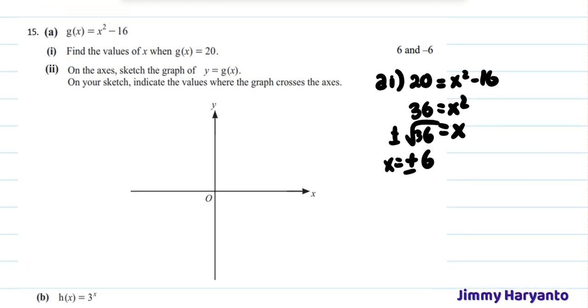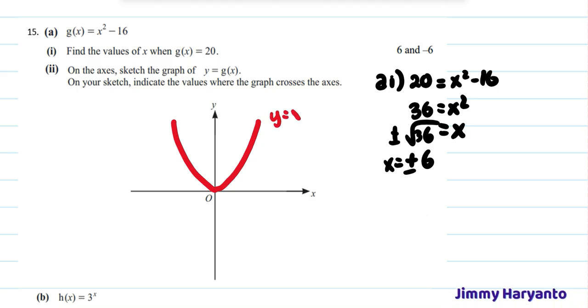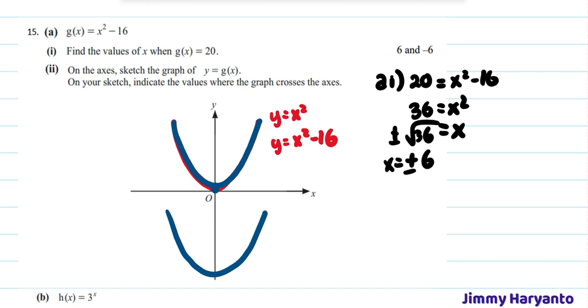On the axes, sketch the graph. Okay, to sketch a graph, usually you will create a table, but this time I will show you the easiest method to draw that one. So we have x squared minus 16, x squared right here. X squared will be like this, but the question says x squared minus 16. Minus 16 means you will go down. So for this one, it will go down as long as 16 units. So at first it will be 0, the next one will be negative 16, like that.